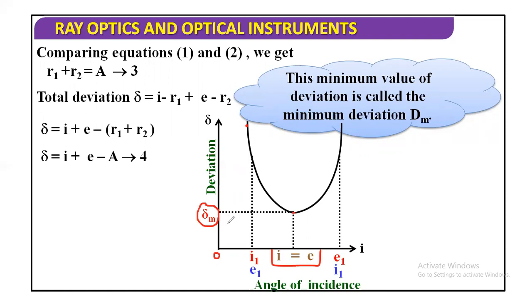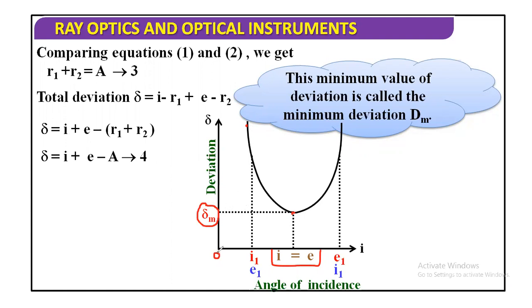So this is a very important case. The prism offers minimum deviation only in the case when the angle of incidence becomes equal to the angle of emergence. So this is the point we can show in the graph, when the angle of incidence is equal to the angle of emergence. At that point, the prism will offer minimum deviation.